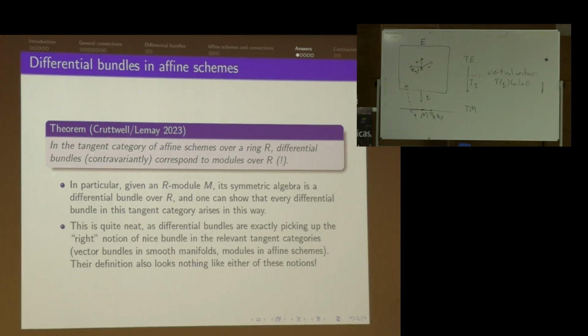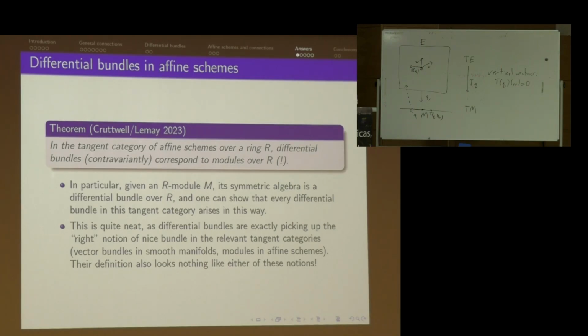Just a rough idea of how this works. Given an R module, the symmetric algebra construction is going to give you a differential bundle. And if you're given a differential bundle, you can extract a module from that, and the original thing is isomorphic to the symmetric algebra of that. So differential bundles in the one category of smooth manifolds are smooth vector bundles, which is great. In the other category of affine schemes, you're getting modules. So I think it's pretty cool.